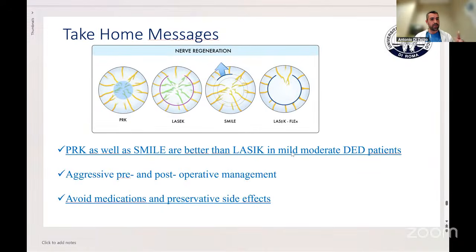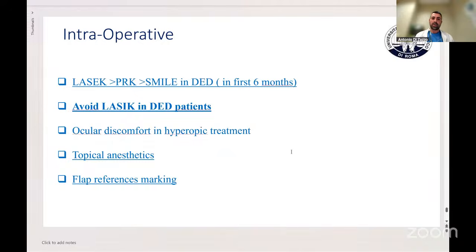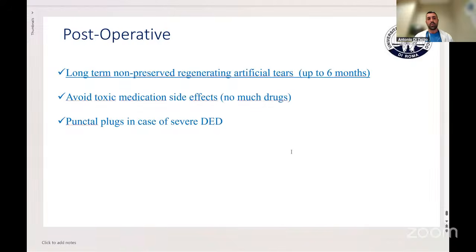Second, choose the surgery: PRK more than SMILE or LASIK. Do aggressive pre and post-operative management, but don't use casual medication, don't use preservatives or NSAIDs, just do the proper things at the right time. So these are my suggestions in these patients, particularly in hyperopic patients where we can have some alteration intraoperatively, and we need to use inferior punctal plugs when dry eye is very severe, or mucomimetic long chain hyaluronic acid in the postoperative period up to 6 months.